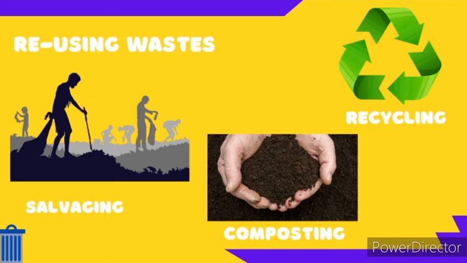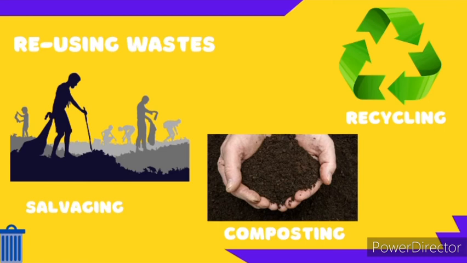Then that brings us to the next one, which is recycling. Now, recycling is the process of sending salvaged materials to the industries to produce other useful items. Examples: waste paper is changed into pulps for making toilet tissues. Then we have broken and used bottles are collected and they can be used to make other bottles.